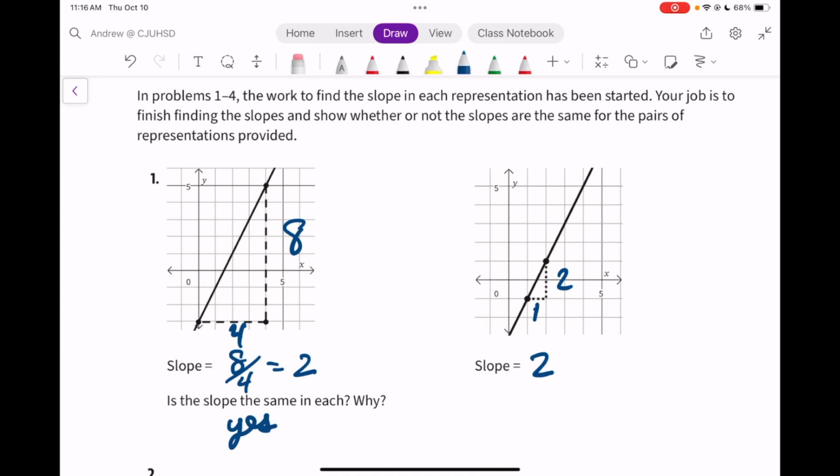Is the slope the same in each? Yes. Why? Because the size of the triangle doesn't matter. It's the ratio.